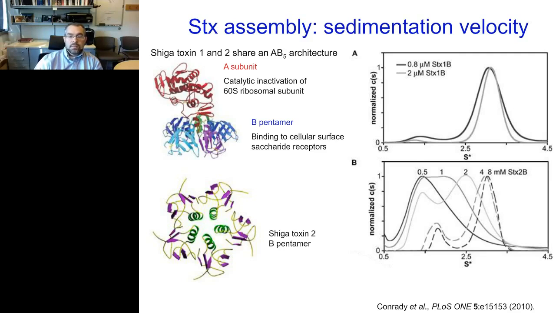Whereas if we repeat the experiment at similar concentrations with Shiga toxin 2, we see a whole range of species from monomer all the way up to pentamer.